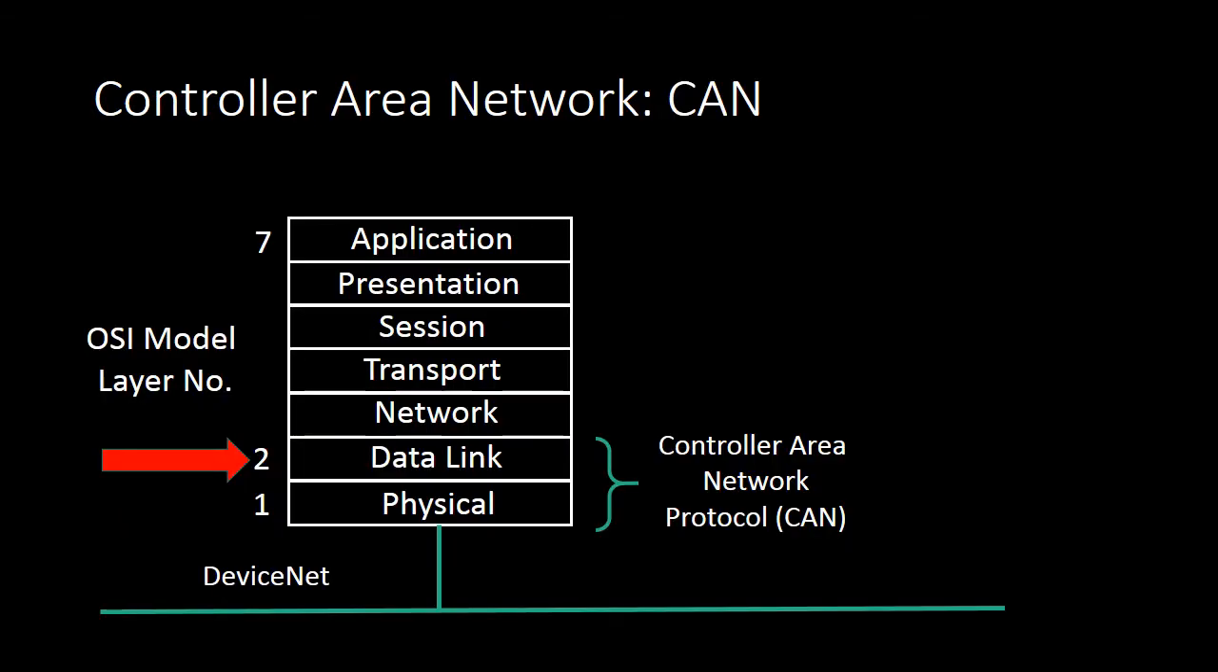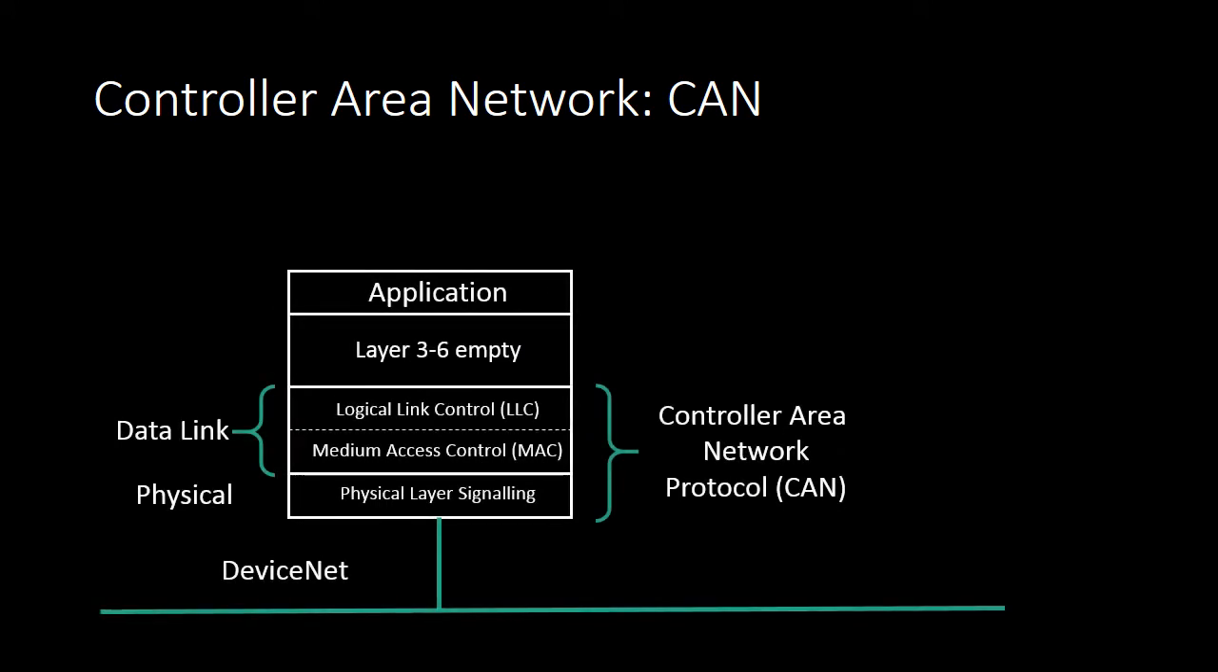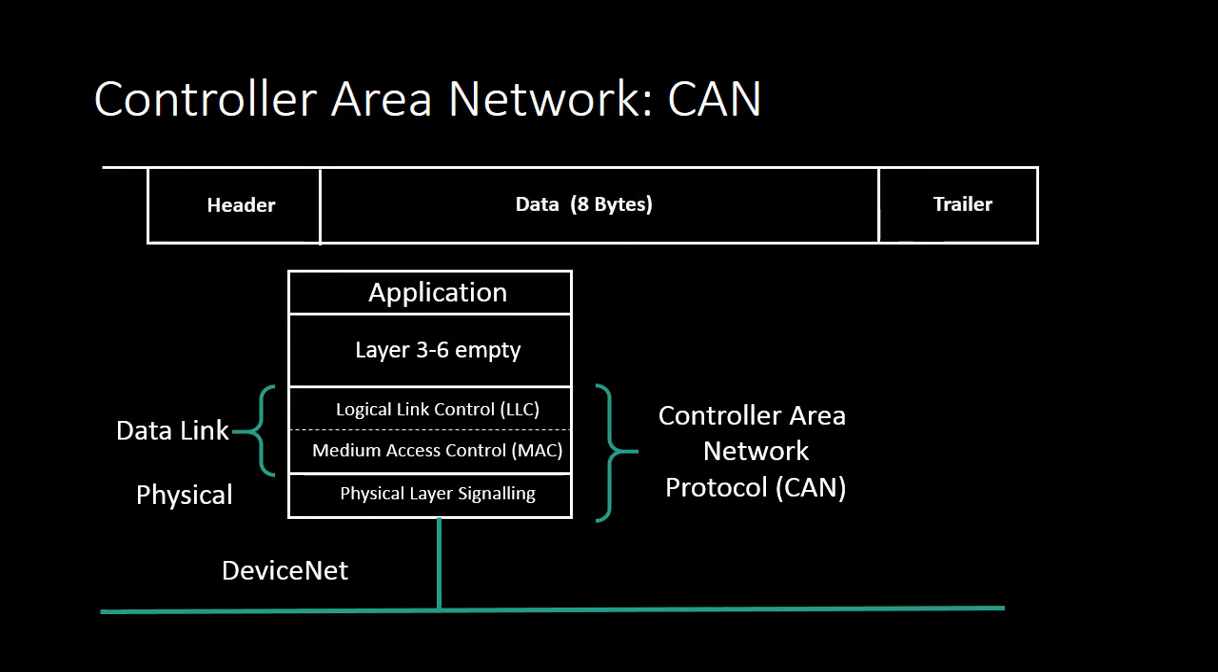The DeviceNet data link layer is defined by the CAN specification, which uses the CAN medium access control, MAC, and the logical link control, LLC, sublayer. Like Ethernet, CAN sends frames out over the network and uses a type of collision detection to determine priority on the network. CAN frames are much smaller and simpler than Ethernet frames, with the data section being 8 bytes long.